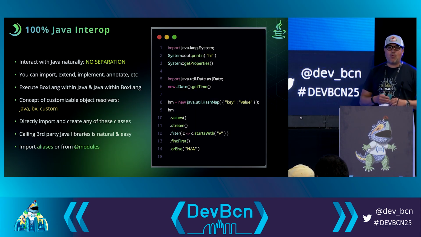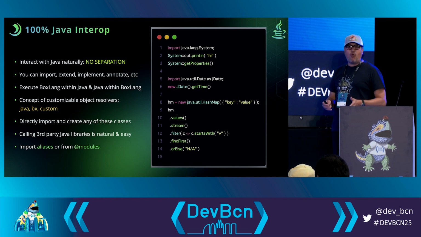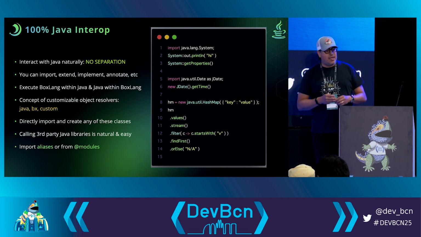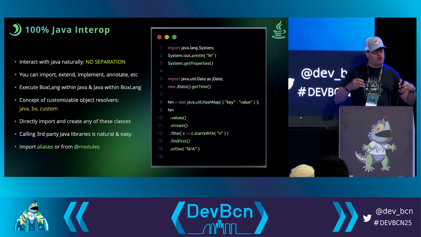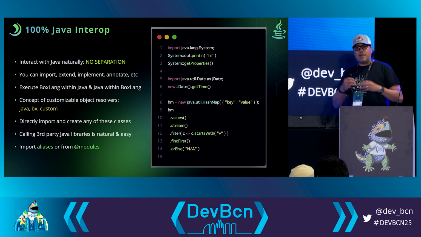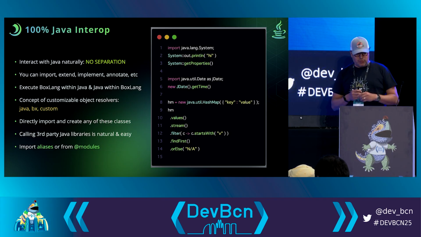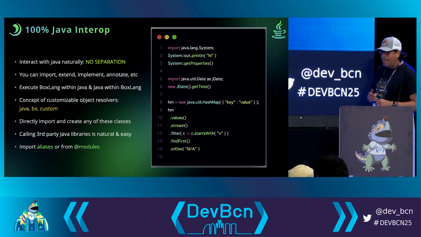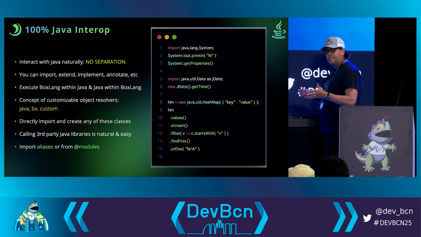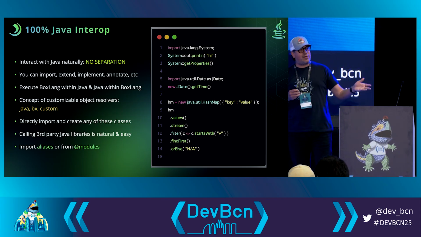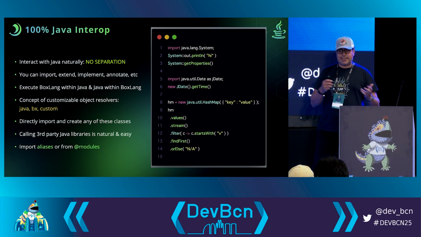100% Java interop. We wanted Java developers to feel right at home when working with BoxLang. So that means that there is no separation, no bridge. You can import Java classes, you can leverage them, and we've actually extended them, as you'll see in some of these slides. But you can execute BoxLang within Java, or you can execute Java within BoxLang. So you can go either way, right?